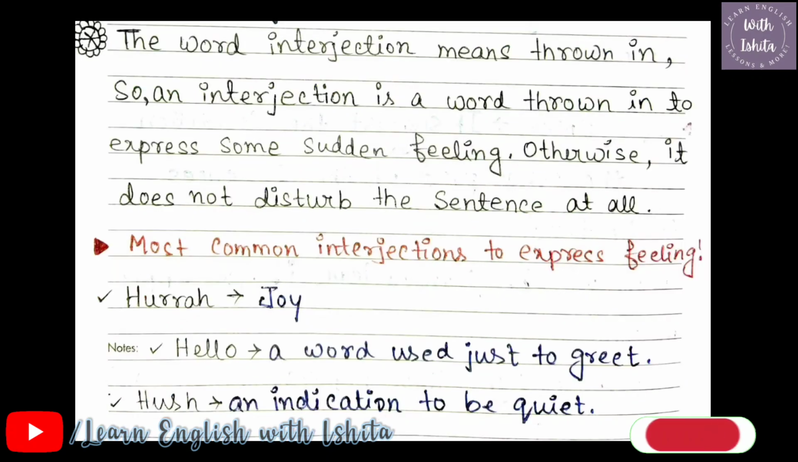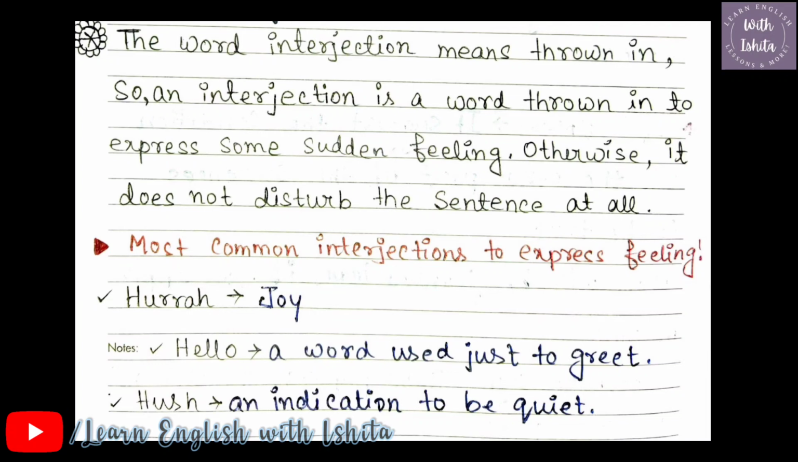The word interjection means "thrown in," okay? So an interjection is a word thrown in to express some sudden feelings. Otherwise, it doesn't disturb the sentence at all. Let's take note of some of the most common interjections to express your feelings, okay?